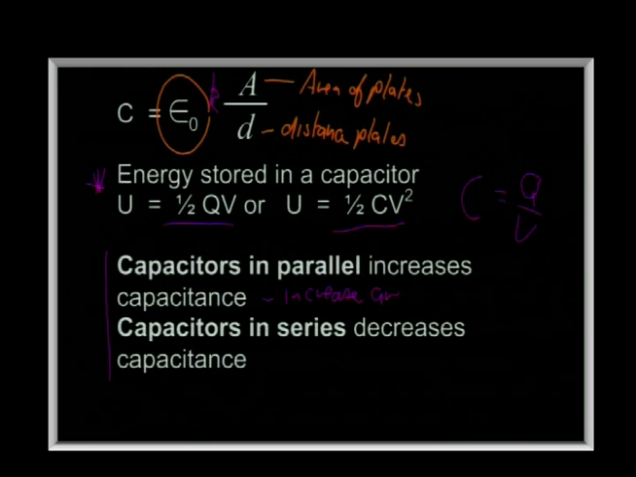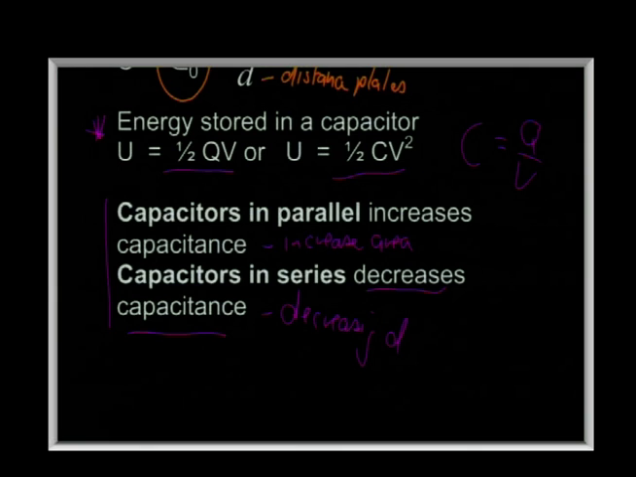It's opposite to resistors, where if you connect them in parallel, you decrease the resistance. In a similar way, when you connect capacitors in series, you decrease the capacitance. In series, the total capacitance will be smaller than an individual one, because effectively it's decreasing the distance between the plates when you connect them in series.